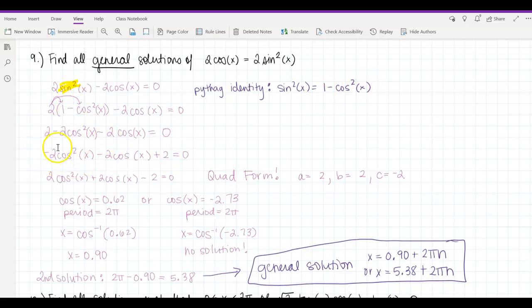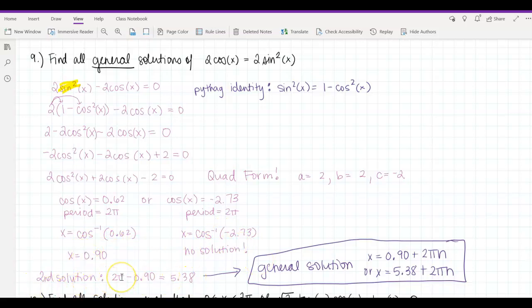Notice this quadratic has a coefficient, right here, of 2. So I'm going to do quadratic formula for that because I don't feel like factoring something with an a value. If I do quadratic formula, I get the values of 0.62 and negative 2.73. Now, previously, one of our solutions was no solution. So in this case, we have a solution for this one and a no solution for the negative 2.73. So only the 0.9 is what we're going to go with, and then use that to find our second solution.